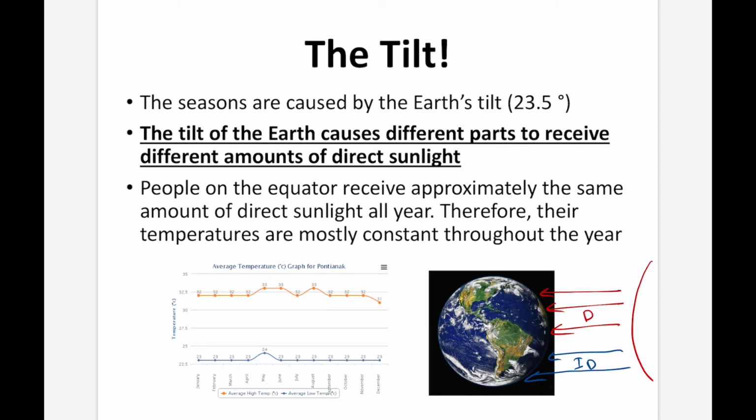People on the equator, however, are going to receive approximately the same amount of direct sunlight all year. Therefore, their temperatures are mostly constant throughout the year. If you live right along the middle, so the middle is right there. If you live right along there, as the Earth rotates and revolves around the sun, you're pretty much going to receive the exact same amount of direct sunlight all year round because your position relative to the tilt of the Earth stays pretty much the same.